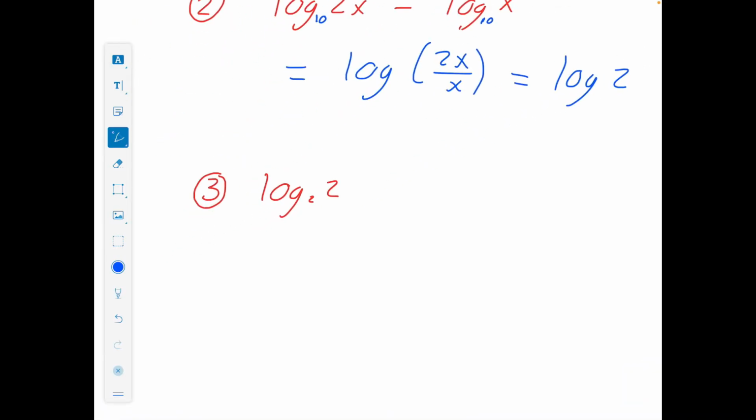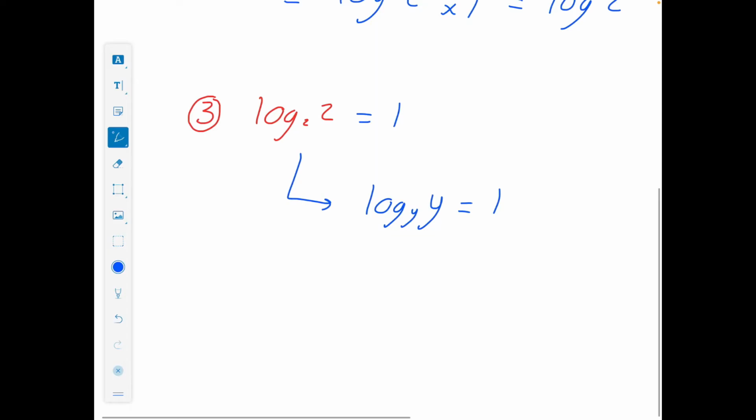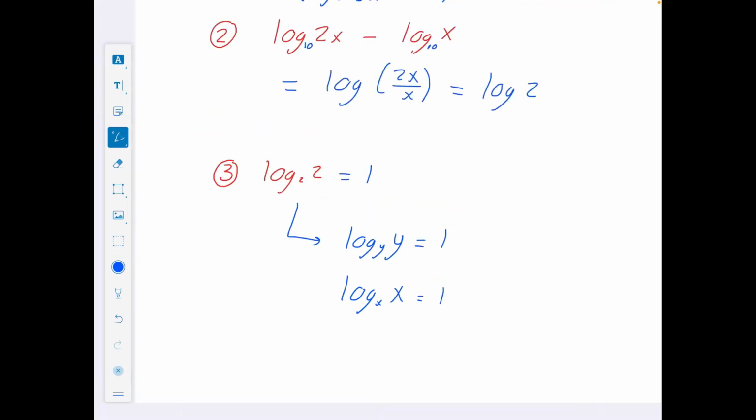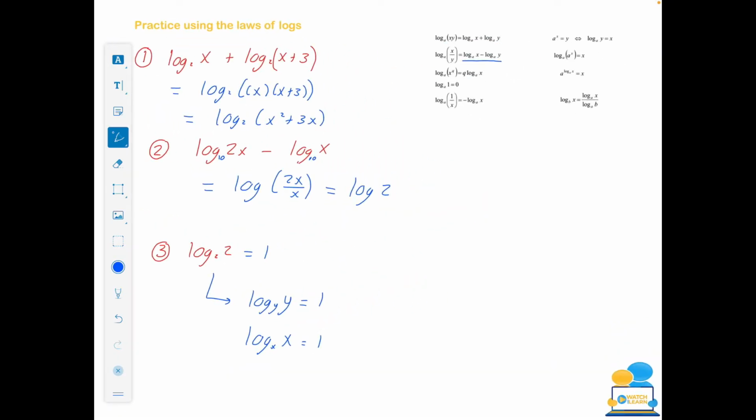Okay, and then example 3, this is a really important rule. So if you've log to base 2 of 2, you can actually put that into your calculator to see what you'll get out. Log to base 2 of 2, you just get out 1. Now that was an easy example because I could check it on my calculator. But if you had something like log to base y of y, that will also equal 1. Or log to base x of x, that will also equal 1.